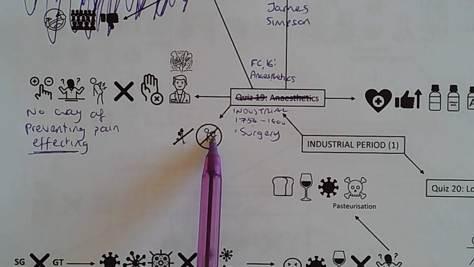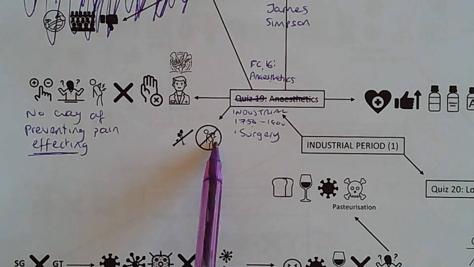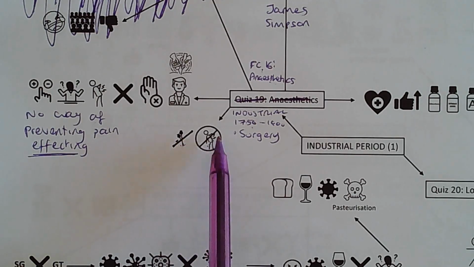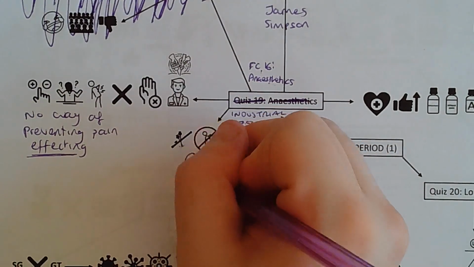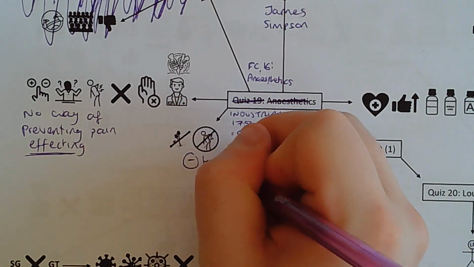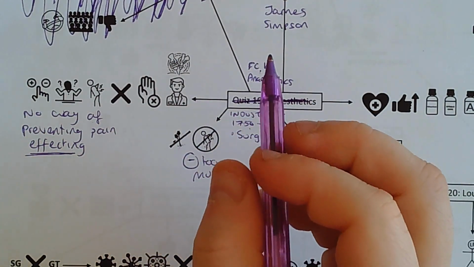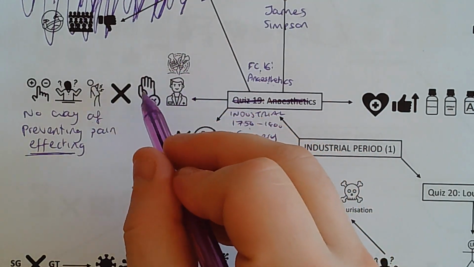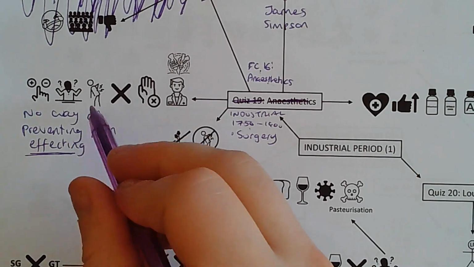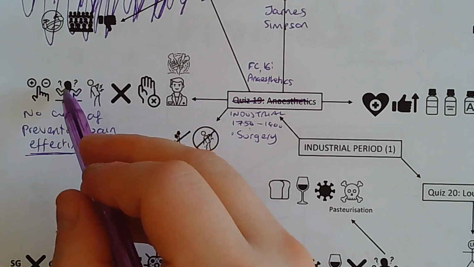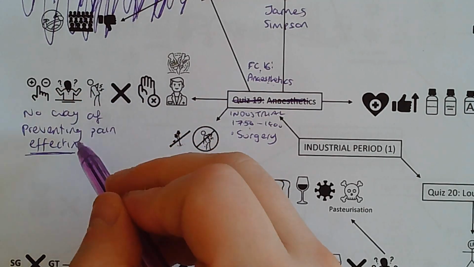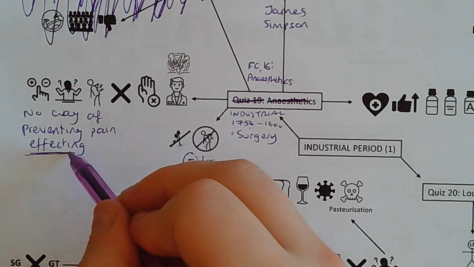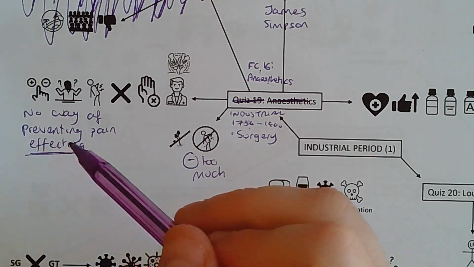If we think back to other anaesthetics that we've talked about in the medieval period, they were able to use opium and alcohol to stop pain, but there was a negative of that because too much would lead to death, so they didn't understand the dosage. So at the beginning of the industrial period, surgeons had no way to effectively prevent pain. Yes, they could prevent pain during an operation with alcohol or opium, but what they couldn't do is do it effectively because they didn't understand the dosage.